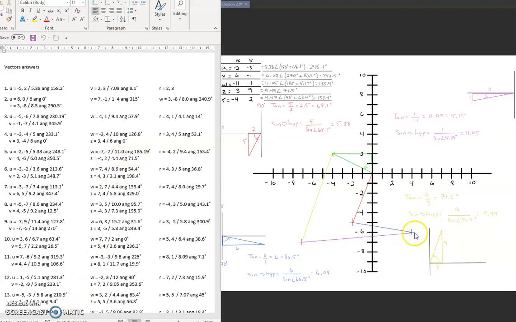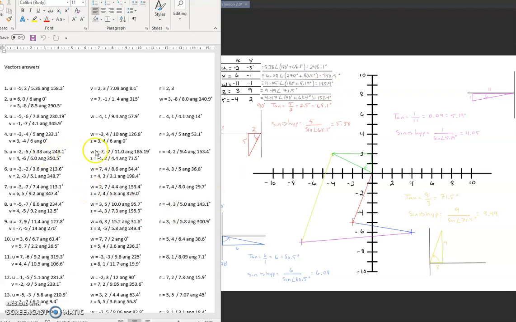Sorry, from this point, 0, 90, 180, and then just past 180, sorry about that, it's rotated to this point. So you're looking at a magnitude of 11 and an angle of 185.9.